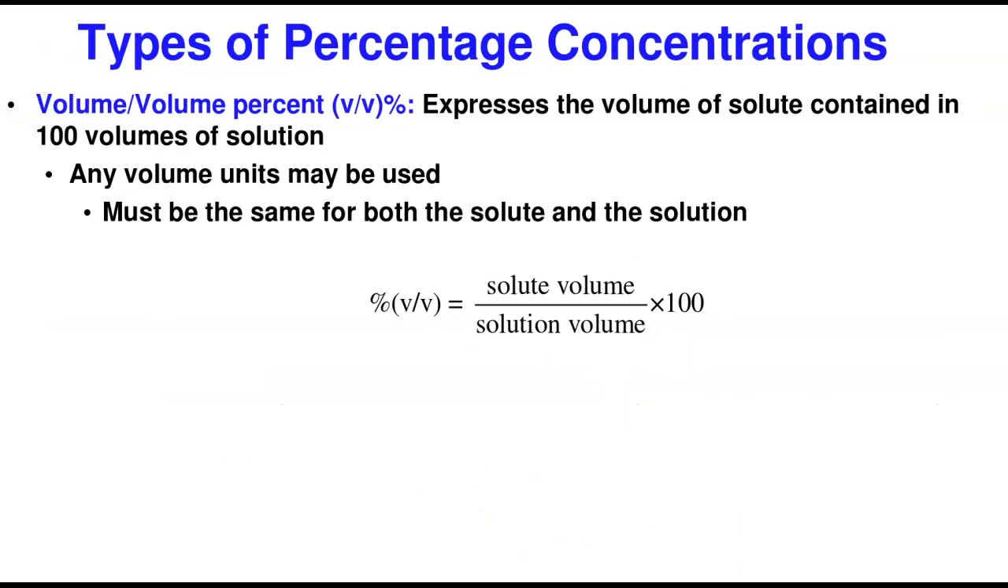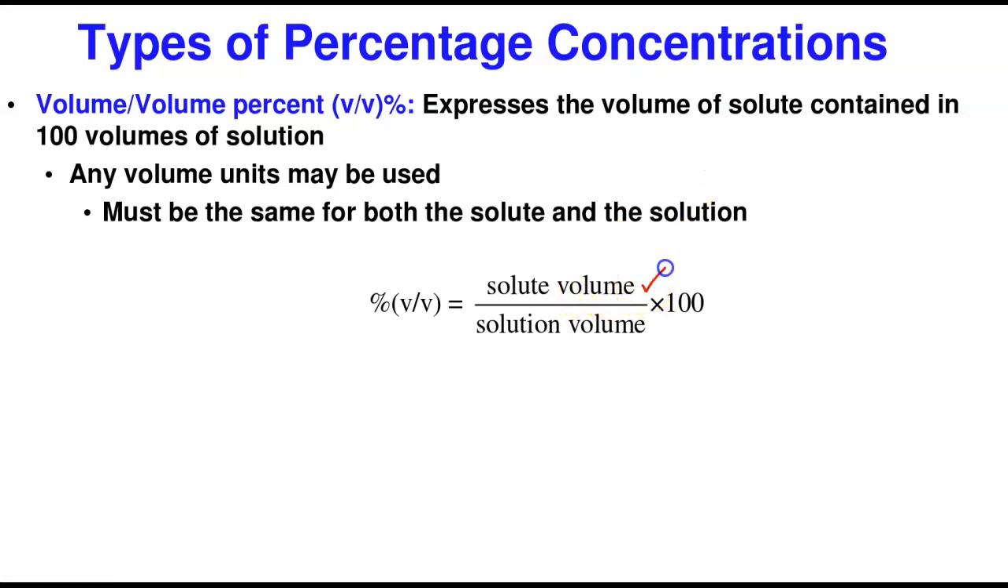And the last but not the least is percentage volume by volume. In percentage volume by volume, it can be of any unit, it doesn't matter. What matters is that the unit of the numerator on top and the denominator should be the same thing. So the unit of volume should be the same, so that it cancels completely and gives you just a percentage fraction.